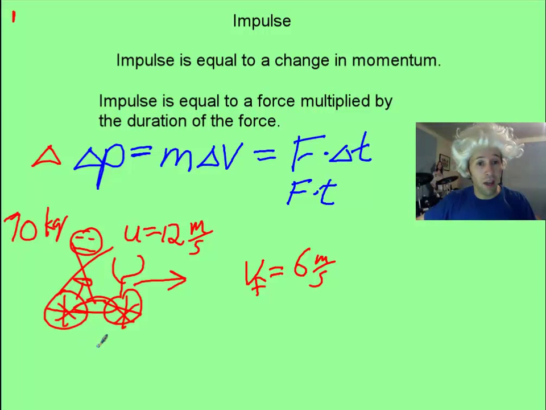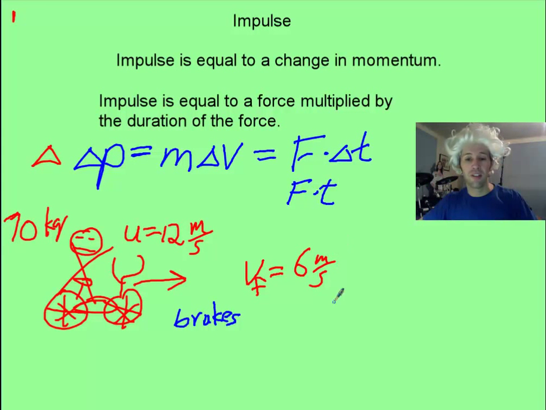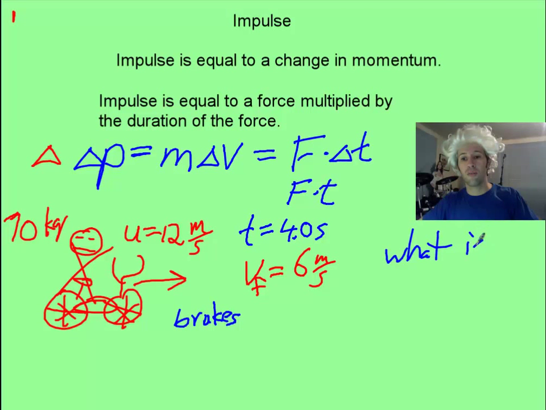Now an example of a problem that you might have to solve. Let's say there's a guy and his bike and they weigh 70 kilograms, and they start out going 12 meters per second. Then he puts on the brakes and he slows down to 6 meters per second over a time of, let's say, 4.0 seconds. And we want to know what is the average force that those brakes are applying as he does that. Pause it, see if you can solve it.